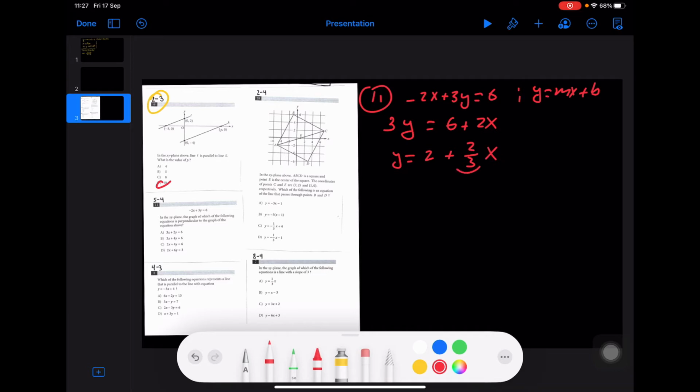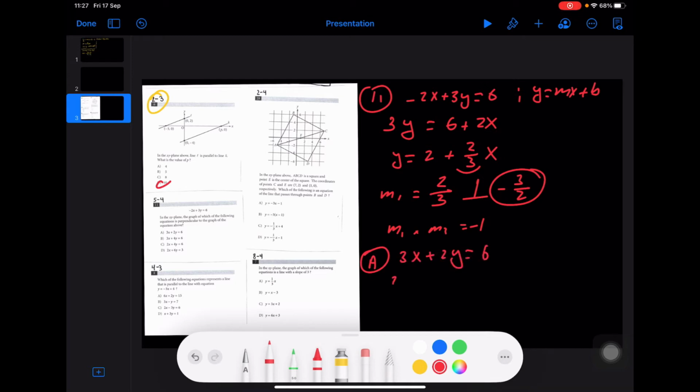And here, as we see, m1 is 2 out of 3. The slope will be 2 out of 3. And as we said, the perpendicular second line's slope should be negative 3 out of 2, because we said m1 times m2 should be negative 1. Right now, take an example. In variant A, we should check 3x plus 2y is 6. Again, we should make y the subject. And y equals 6 divided by 2 is 3, minus 3 out of 2. This will be A.